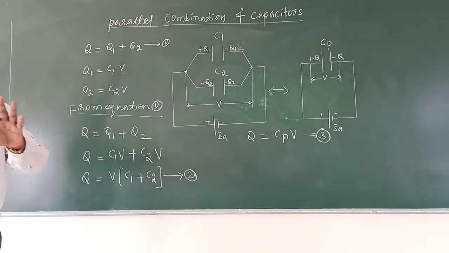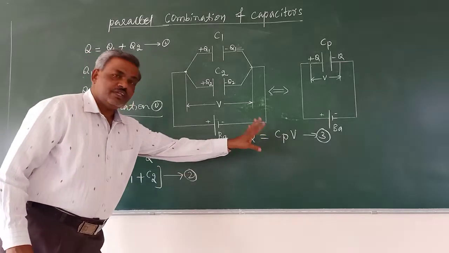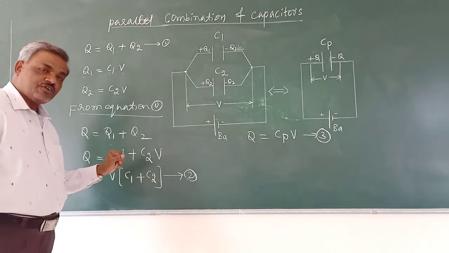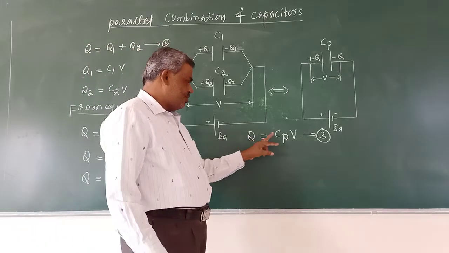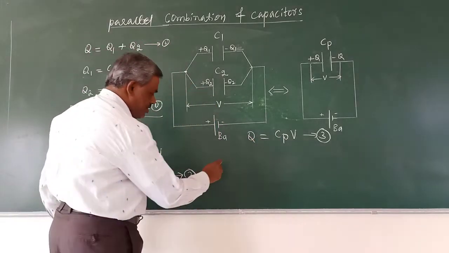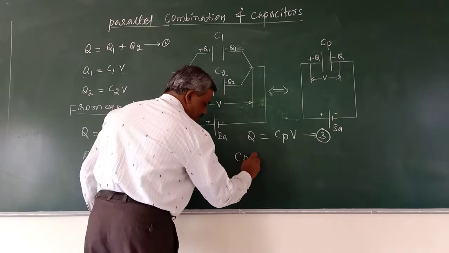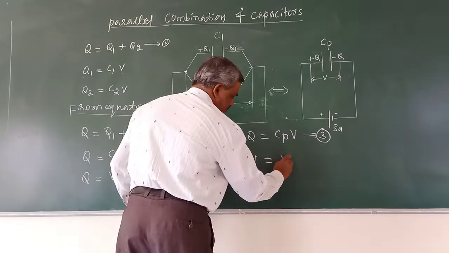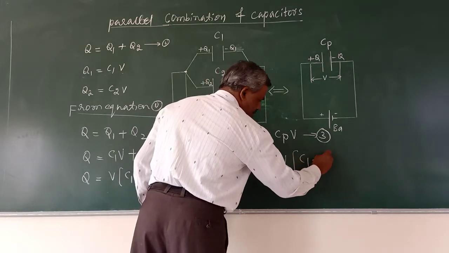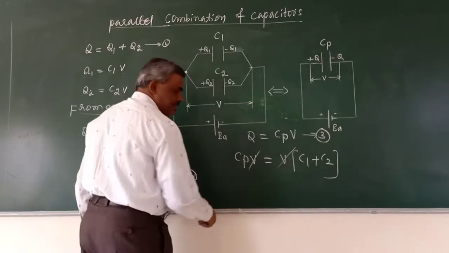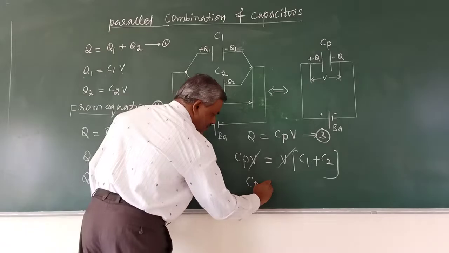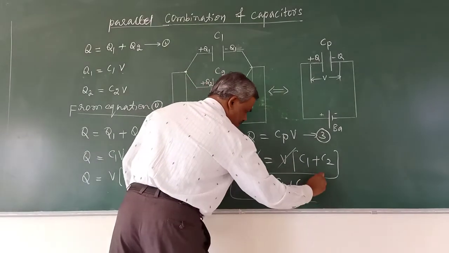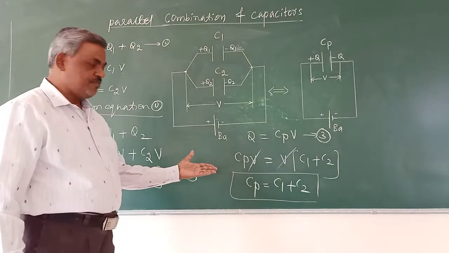Now comparing equation 2 and 3. From equation 2, Q equal to V into C1 plus C2. And equation 3, Q equal to CPV. Now CPV equals V into C1 plus C2. Now V cancels. Finally CP equal to C1 plus C2.